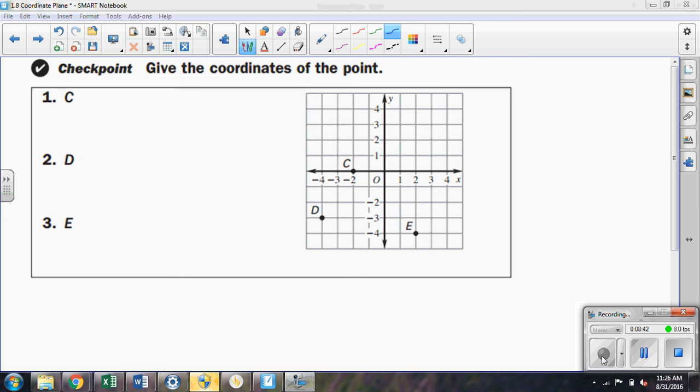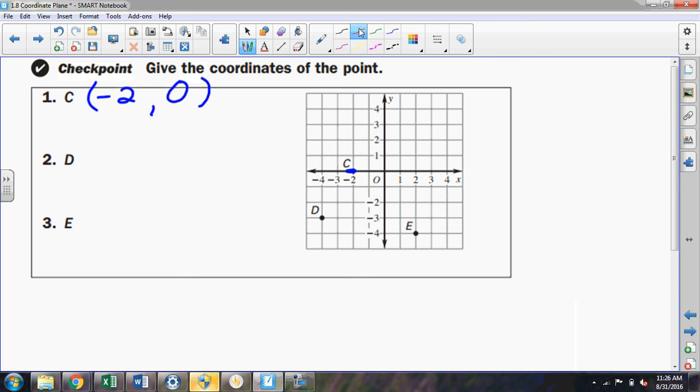All right, so let's identify them. What are the coordinates for point C? From the origin, how far left did we go? So we went left 2, negative 2 for the x-coordinate. 0. And then up or down? 0. We didn't, so it's 0.